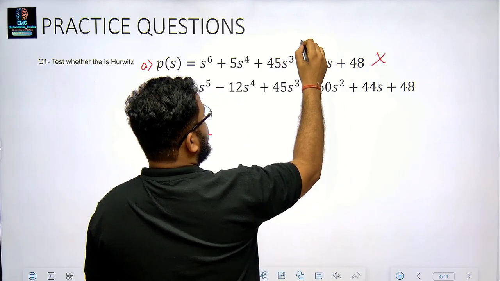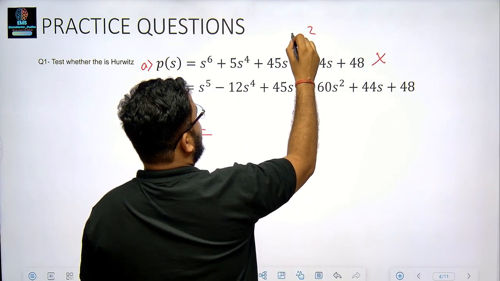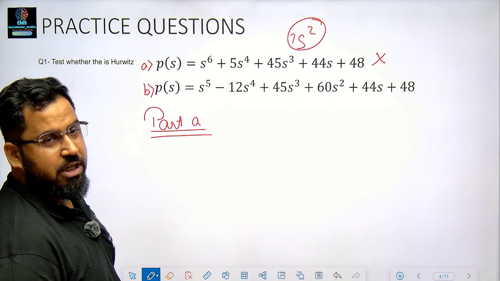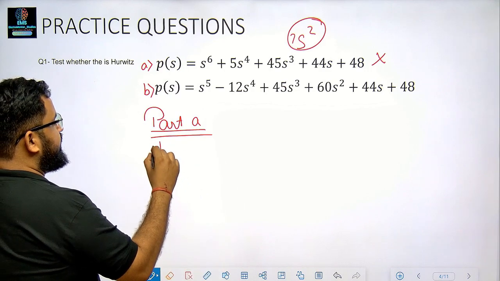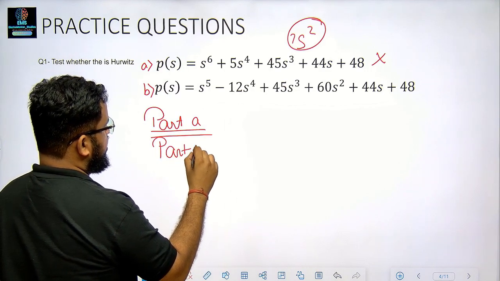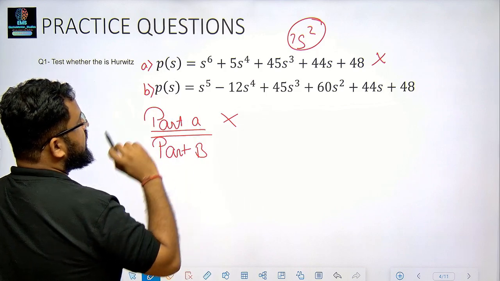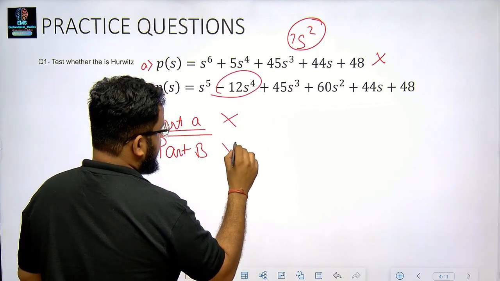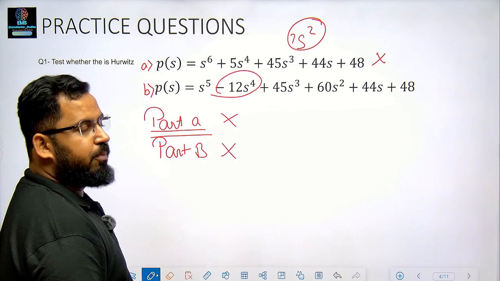Because if you see it carefully, the term of s square is missing. That is why it is not a Hurwitz polynomial. Then part B, it is not a Hurwitz polynomial. If you see, there is a negative coefficient, so it is not a Hurwitz polynomial. This is also not a Hurwitz polynomial.